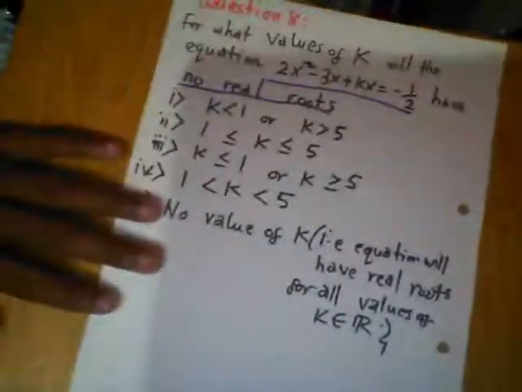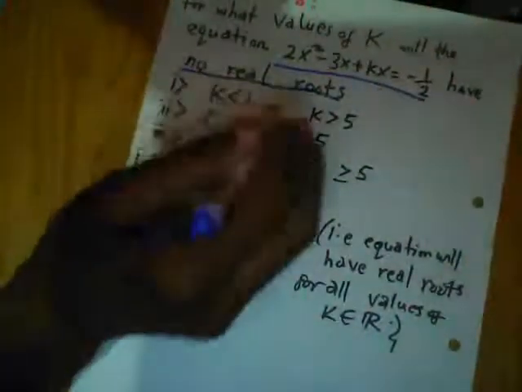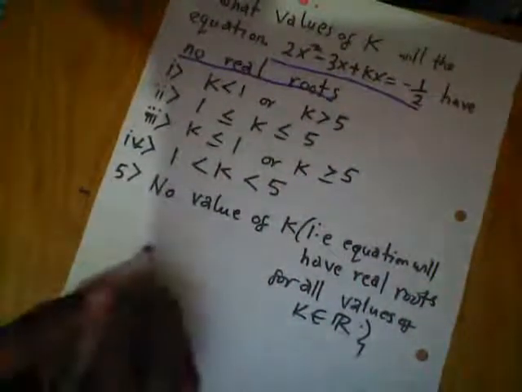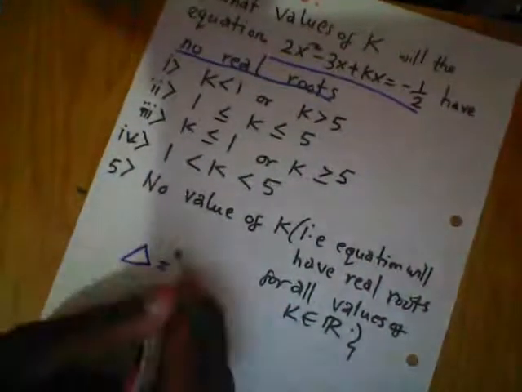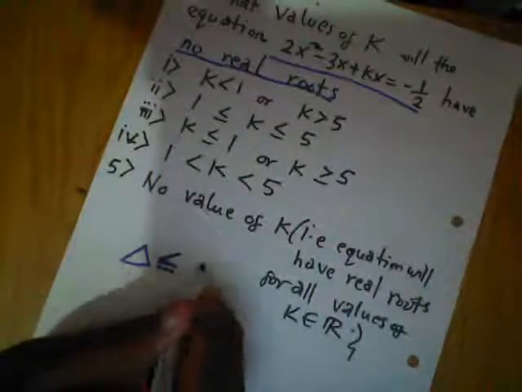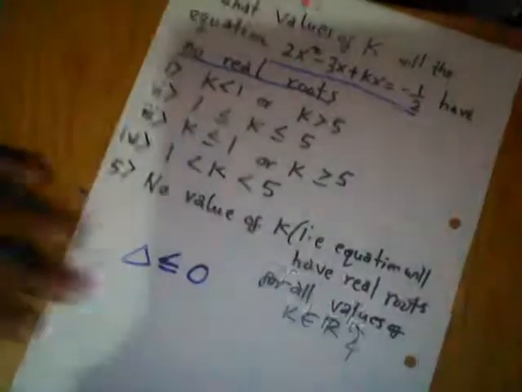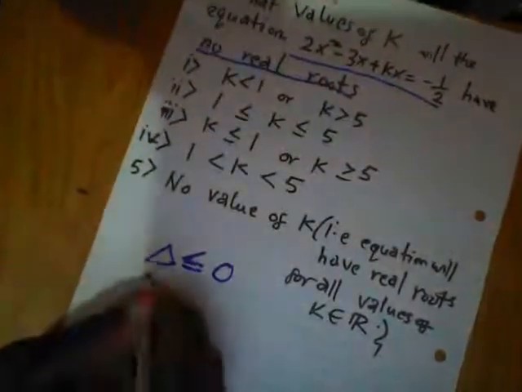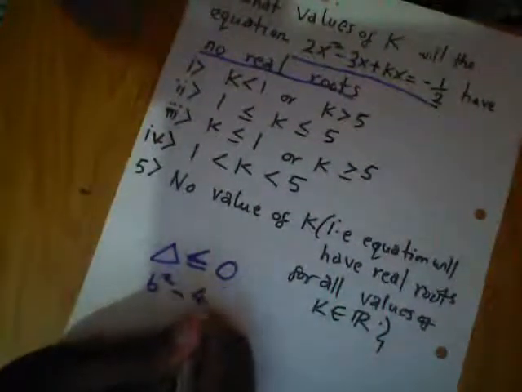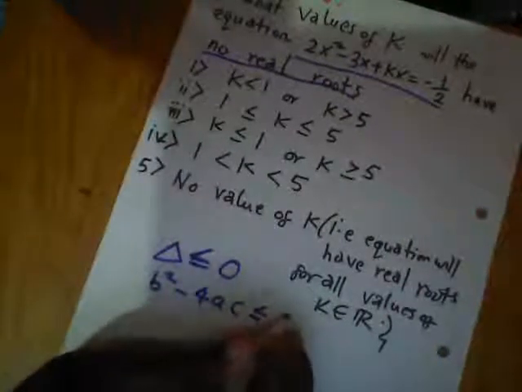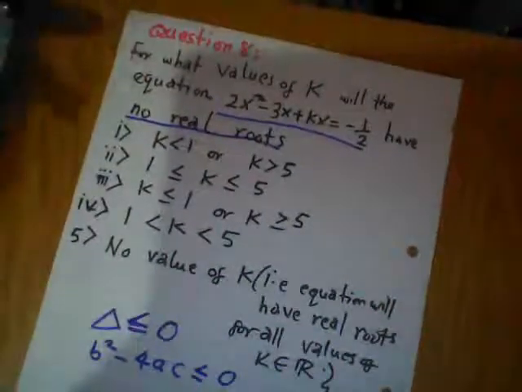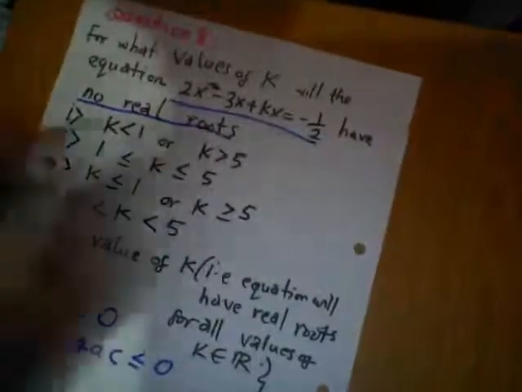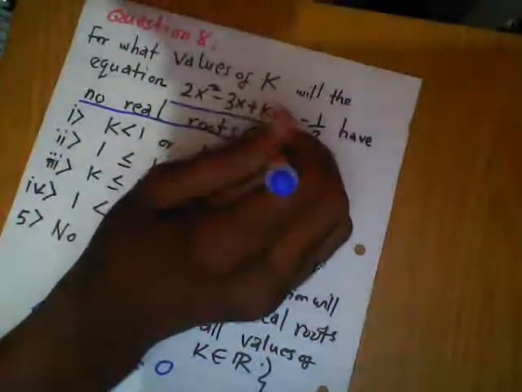So there's a question given here. Let's solve it. They say no real roots. So the condition for no real roots is that the discriminant must be less than 0. What does discriminant mean here? The discriminant means b squared minus 4ac, and it must be less than 0 for no real roots. In other words, no real roots means imaginary roots.